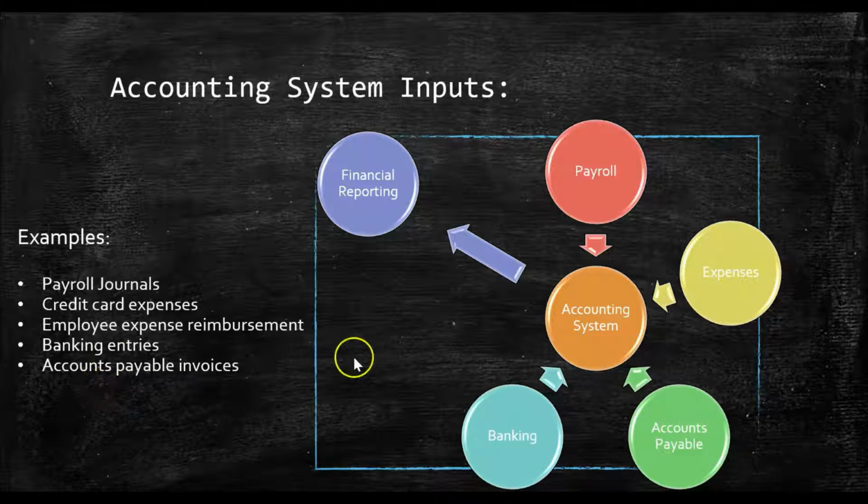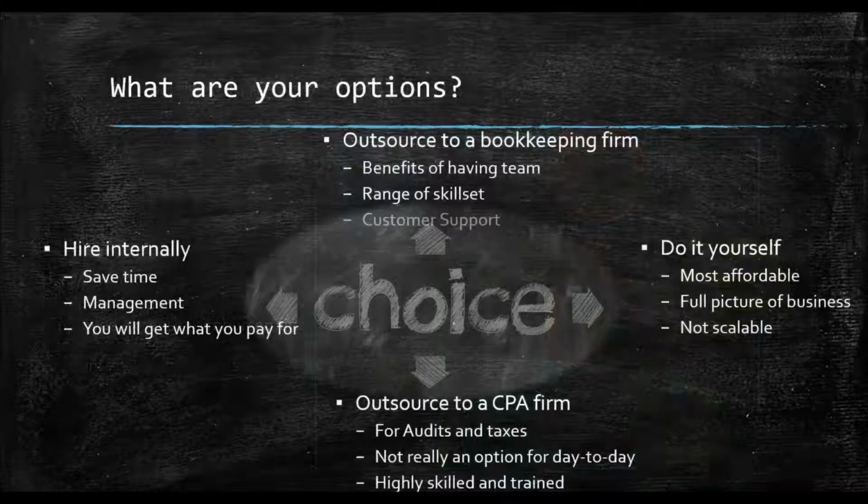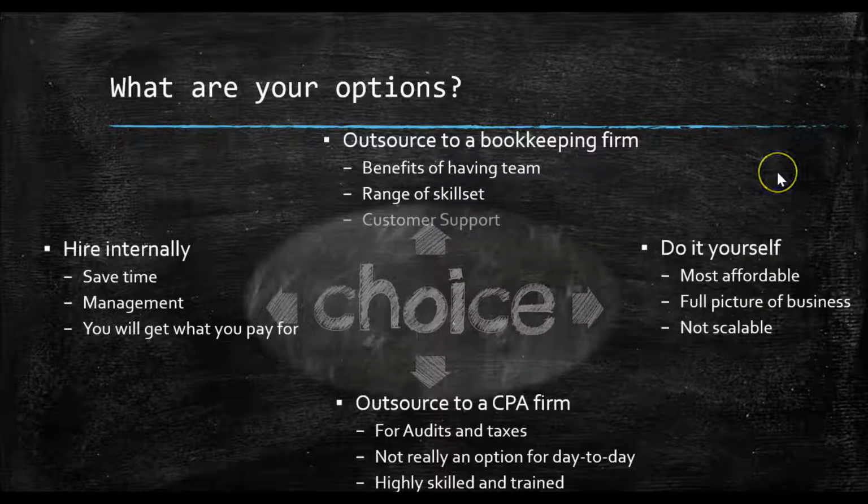All right, so next we're going to talk about what your options are as you are growing your organization, right? So what are your options? When you're first starting out, you'll probably want to do your own bookkeeping and then hand your data set over to a CPA. It's the most affordable by far. You maintain full visibility and control of the organization.